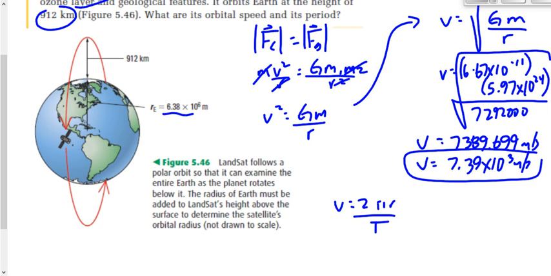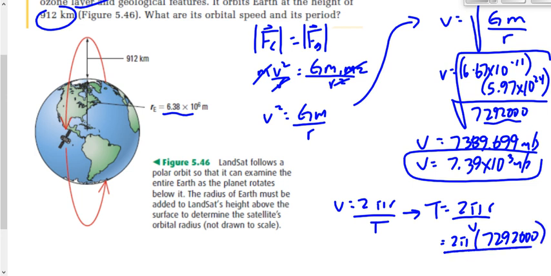That's a question you have to ask yourself. I've got speed, I want period. What equation relates the period to the speed? And it is this one, JC. You're right. So we rearrange that and solve for T. T is equal to 2 pi r over v. The T goes up by multiplying, the v goes down by dividing. So we get 2 times pi times r. This r is the r that we used over here, the distance from the center to the satellite, 7,292,000, divided by the speed that we just calculated, the unrounded number, 7389.699.